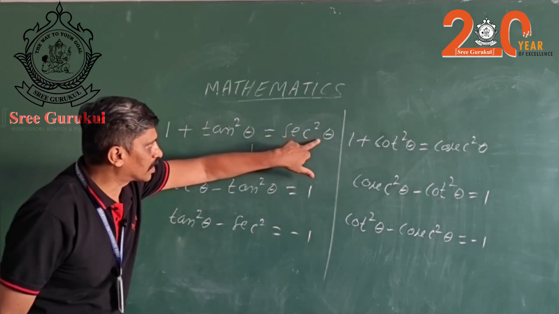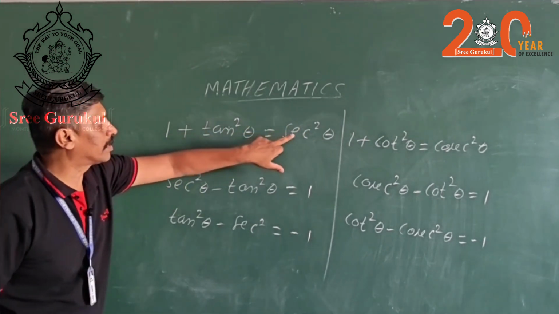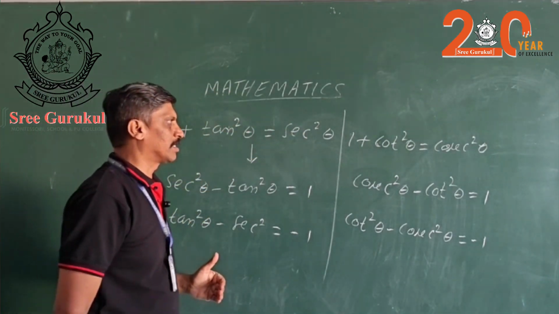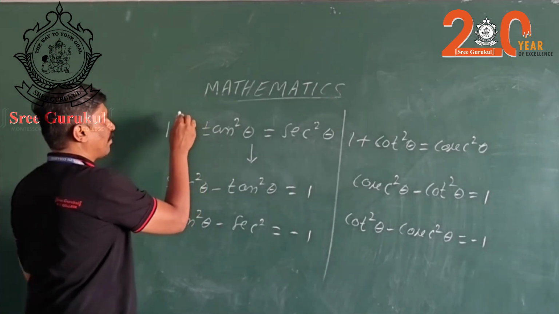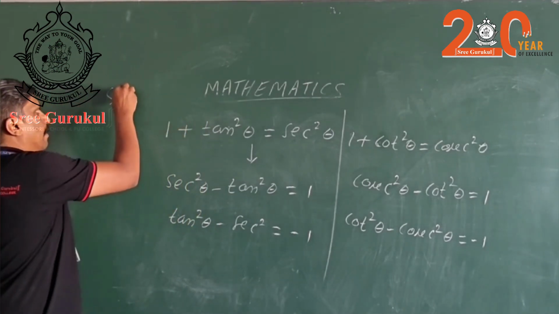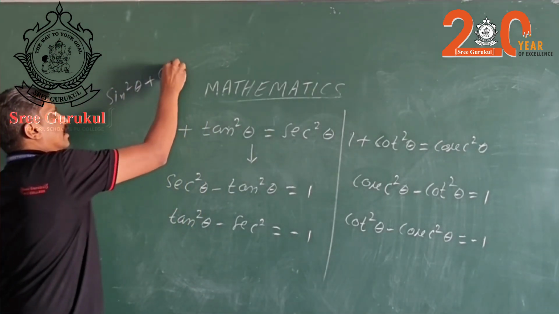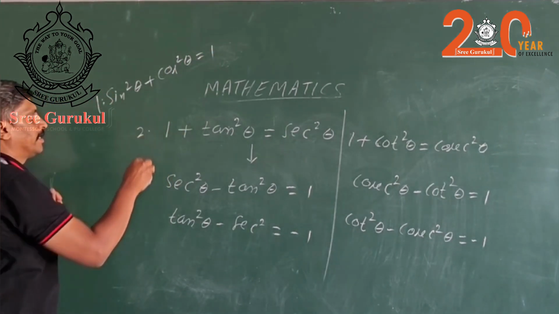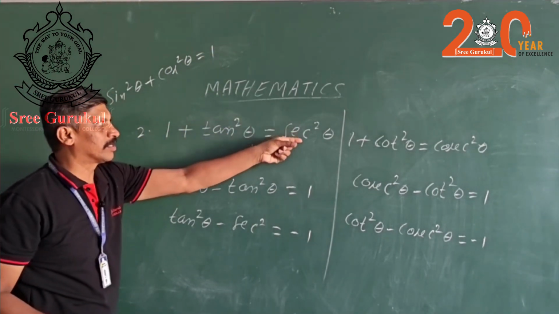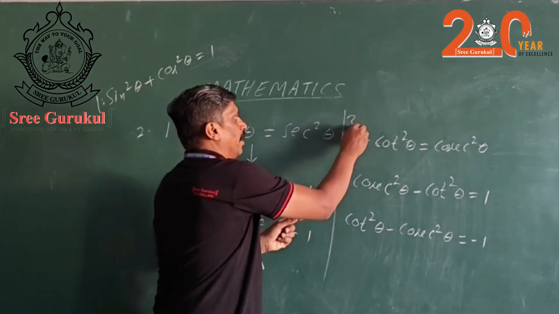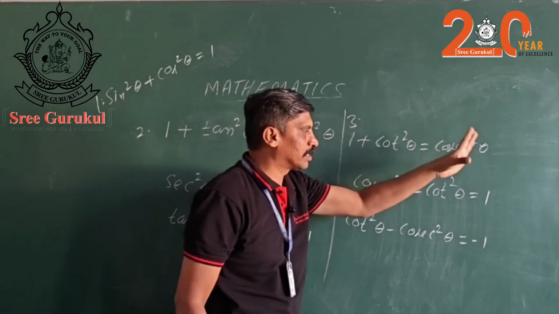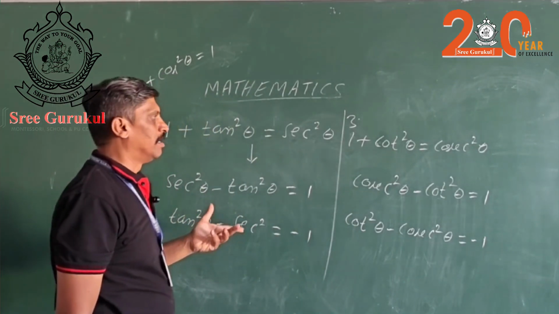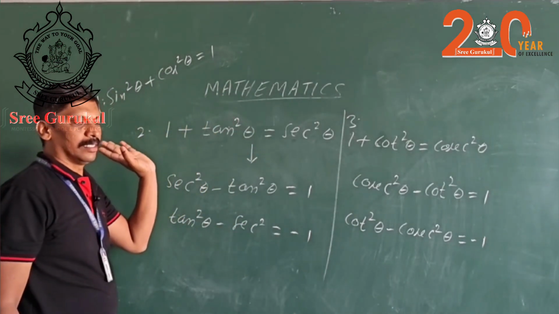Also this formula: secant square theta is equal to 1 plus tan square theta, so secant is equal to root of 1 plus tan square. Just write down all those formulas. What are the main formulas? Sin square theta plus cos square theta is equal to 1. This is the first identity. The second identity is 1 plus tan square theta is equal to sec square theta. Next, the third identity is 1 plus cot square theta is equal to cosec square theta. These are the main three trigonometric identities.